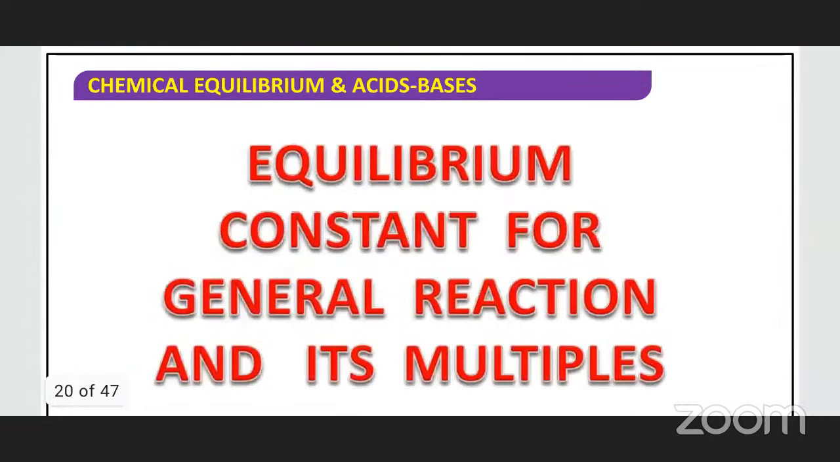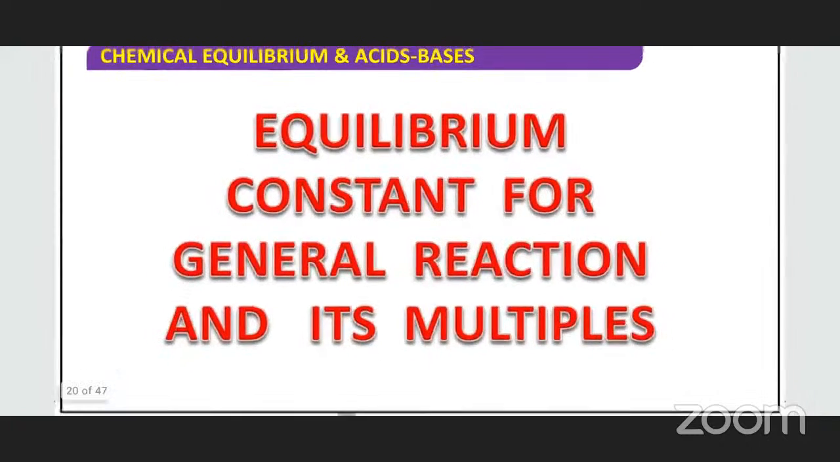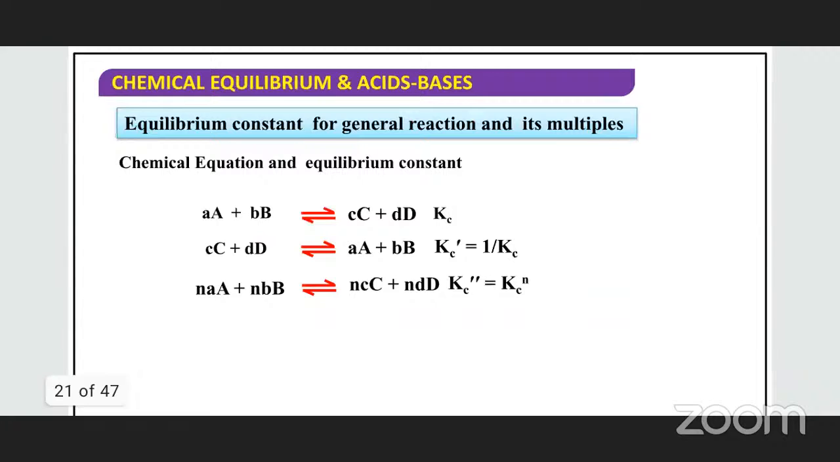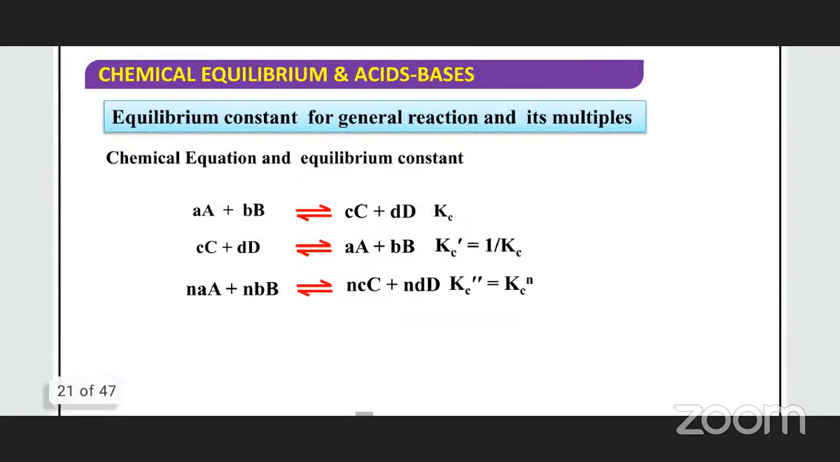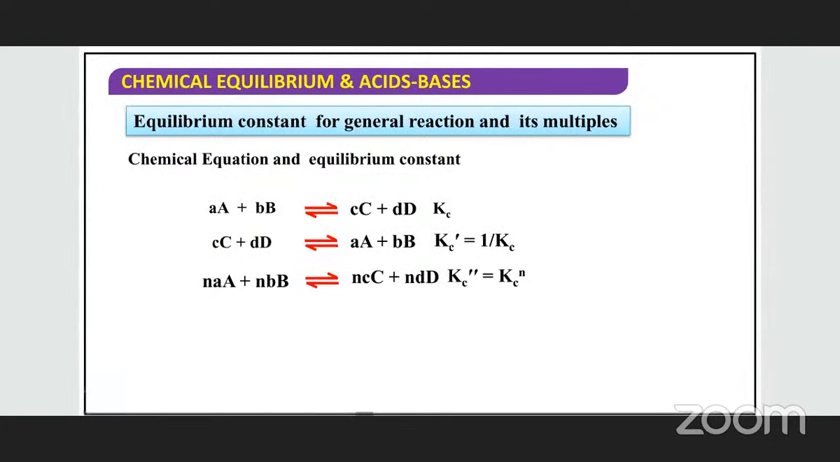The next topic is the equilibrium constant for a general reaction and its multiples. Chemical equation: A plus B gives rise to C plus D, with constant Kc. Then for the backward reaction, C plus D gives rise to A plus B, Kc1 is equal to 1 by Kc. For n times the moles, nA plus nB gives rise to nC plus nD, Kc2 is equal to Kc to the power n.